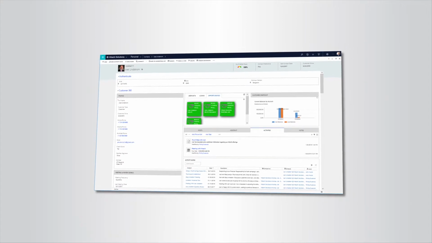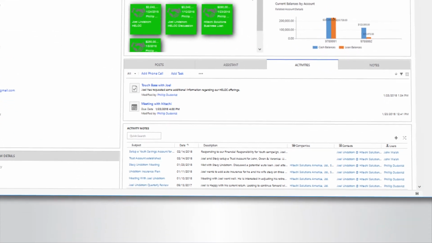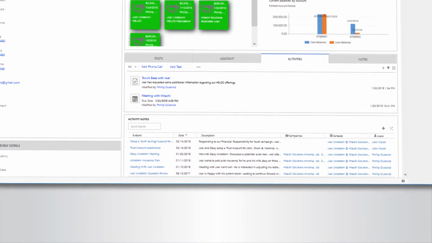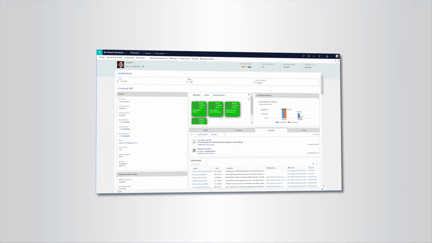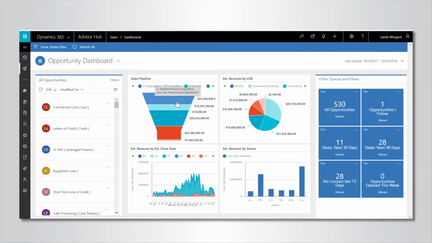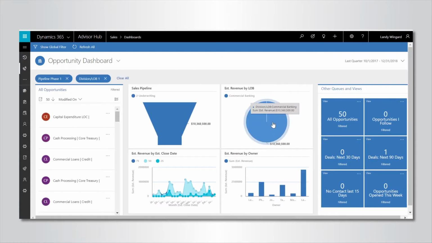The rep sees a 360-degree view of the account, providing all relevant information in a single view, and initiates the application process directly through Hitachi Solutions Engage for Banking. Because I can monitor this interaction inside of Microsoft Outlook, I instantly see how automation brings us closer to our customers and strengthens our relationships.